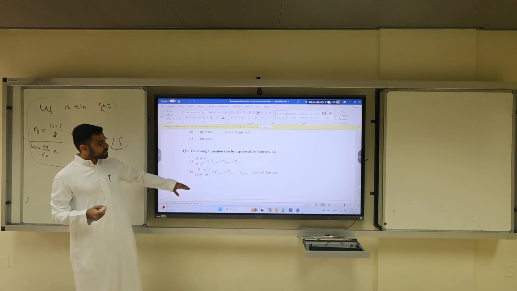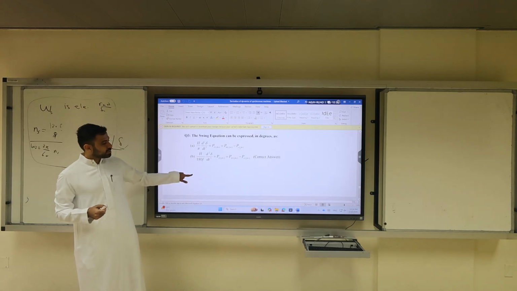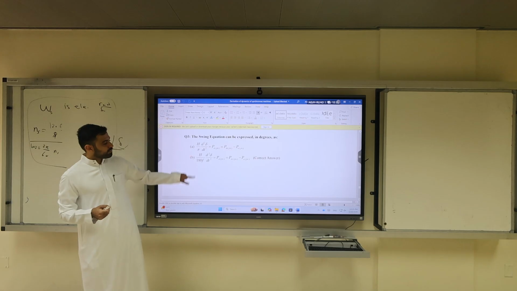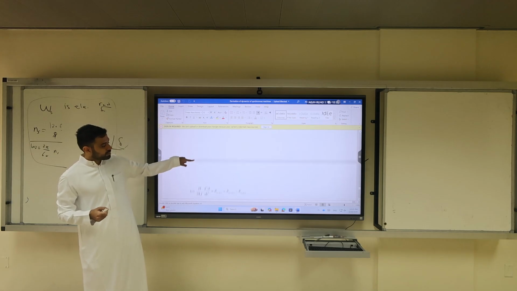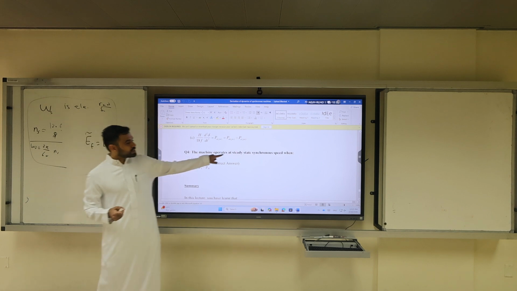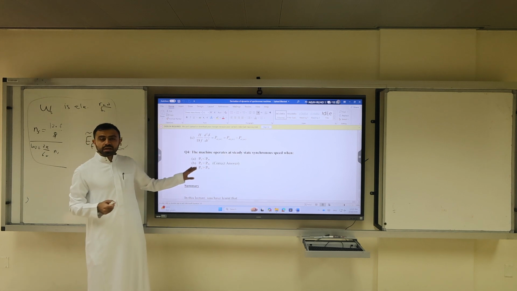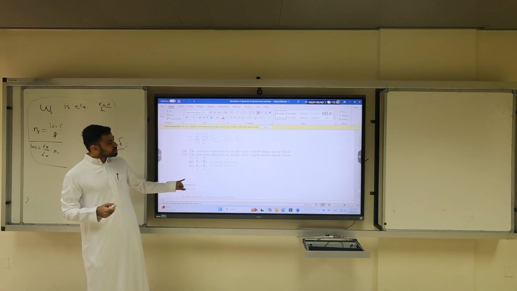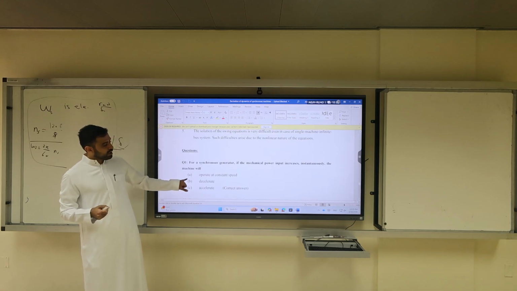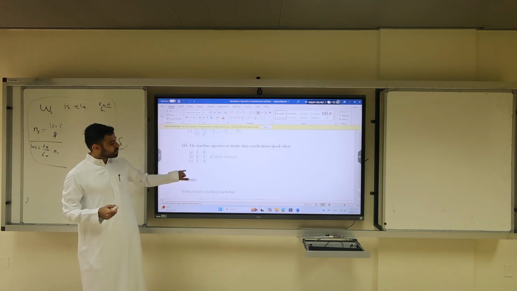What else do we have? The swing equation can be expressed as this, memorize it. This is for the degrees. Here, remember, we have f. He dropped the f. Trick. Here it's 180. The machine operates at steady state synchronous speed when the powers are equal. So these questions, you will see them in the test, okay? Study them. What else do we have?